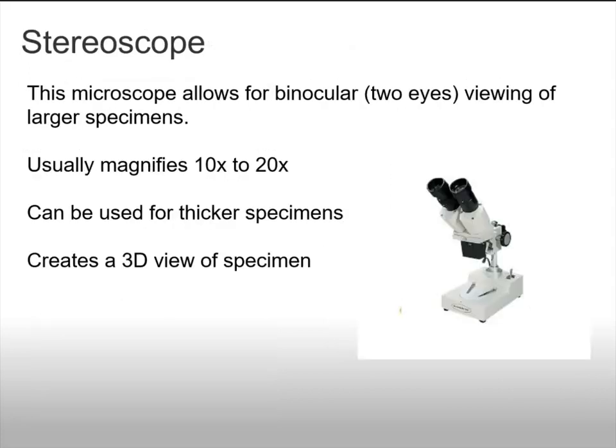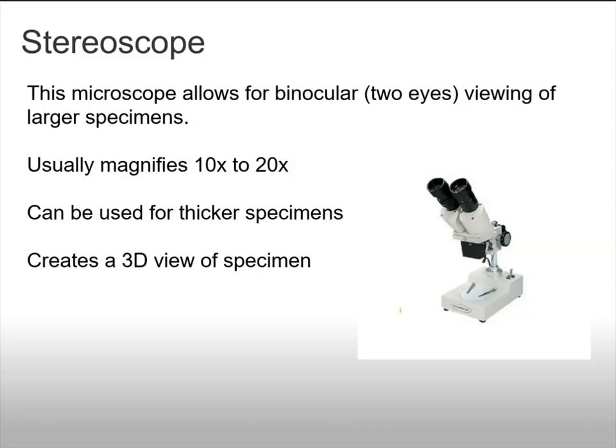Another type of microscope is called the stereoscope. This allows you to see 3D images. It does not magnify near as high of power as the light microscopes, but you can view things that light can't pass through, like an insect. You can even stick your finger there and see what your finger looks like under some magnification power. And so it creates a 3D view. The light microscopes really create a 2D view.